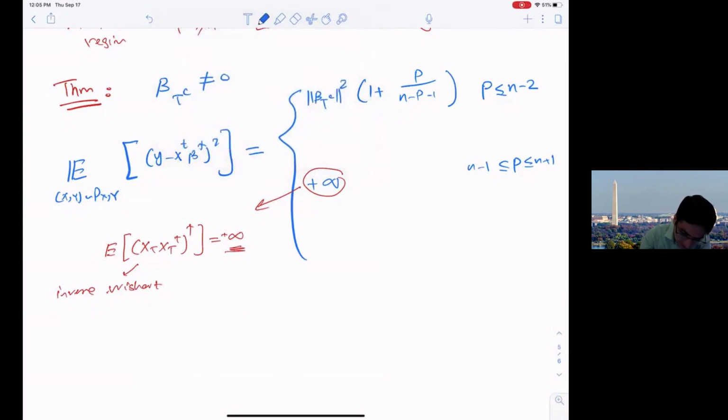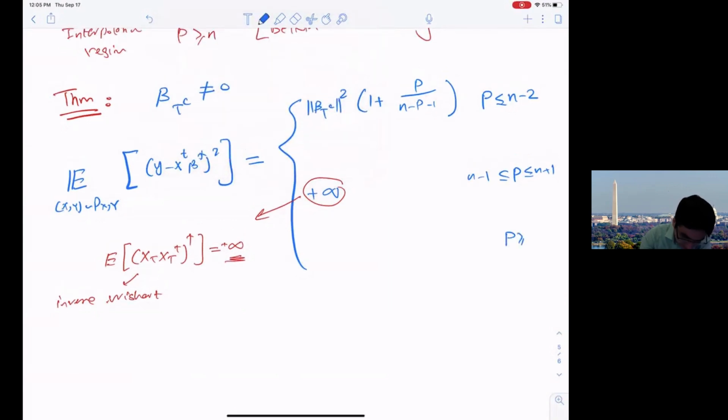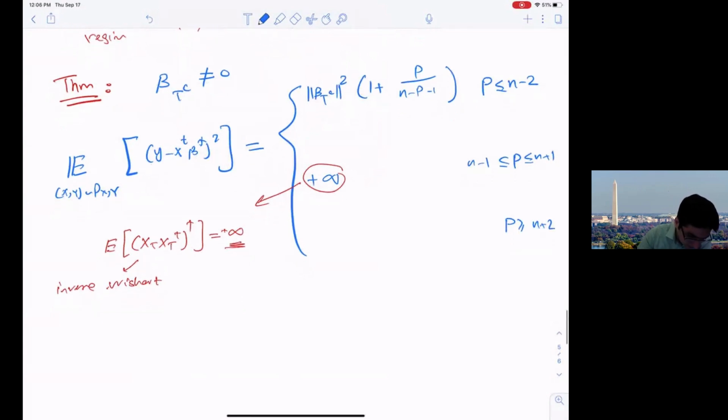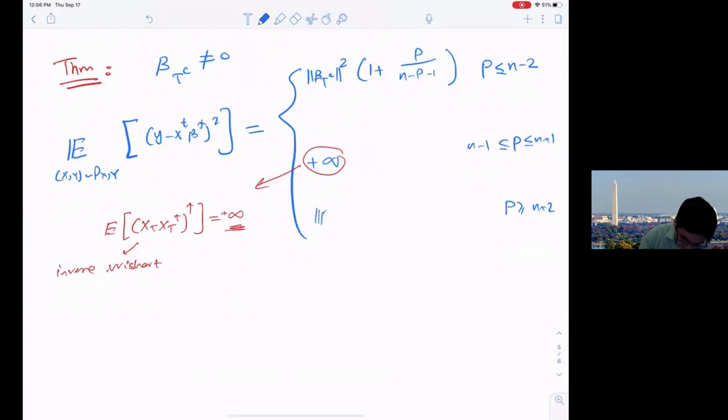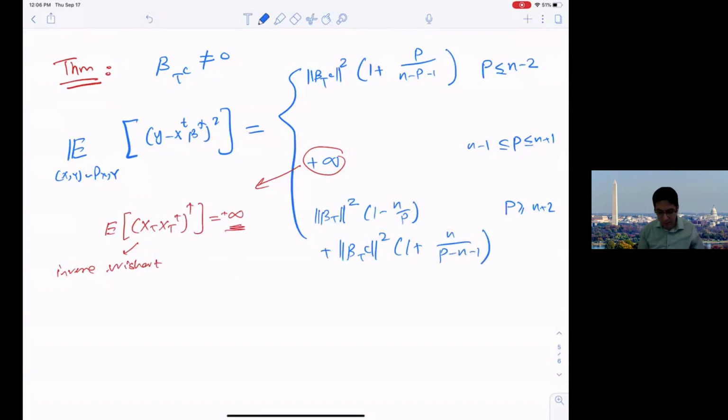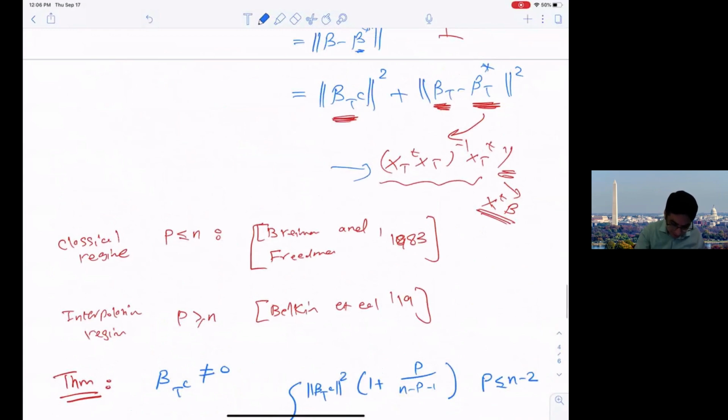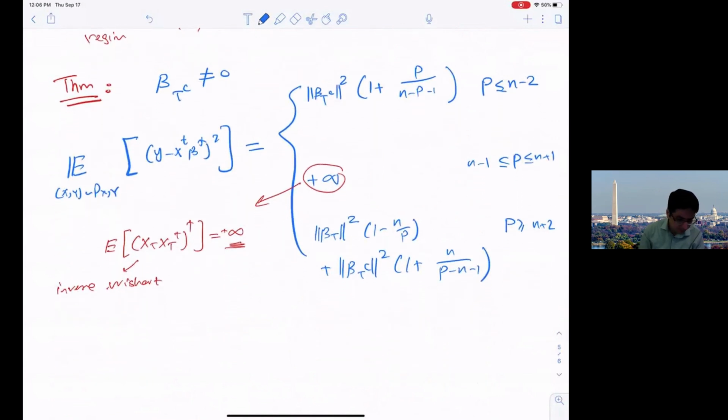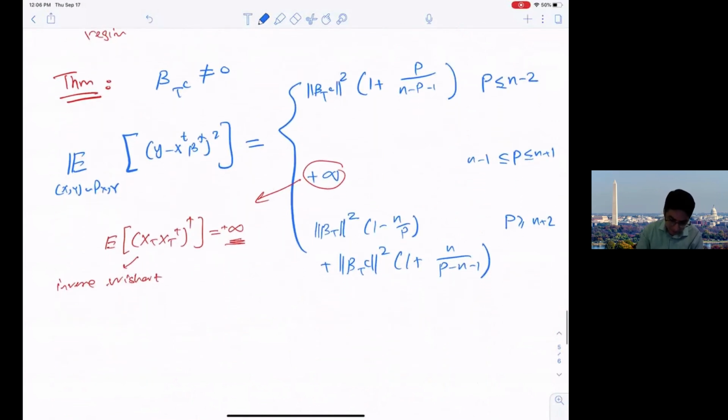But what is interesting is that when p is larger than n plus 2, so here you are in an overparameterized regime, you get an expression like this. You get, again, the norm of the features that you have used, times 1 minus n over p, plus the norm square of the features that you haven't used, times 1 over (n over p minus n minus 1). So these are the expressions that you can get just by analyzing this simplified expression that we argued. It's basically some algebraic steps to come up with these expressions, not very difficult.